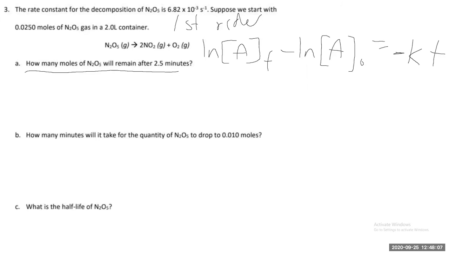Part A is asking us how many moles will remain after 2.5 minutes. So we're looking for A at time T. If we know we start with 0.0250 moles in a 2-liter container, do we know how much in molarity of N2O5 we have? If so, how can we find that?